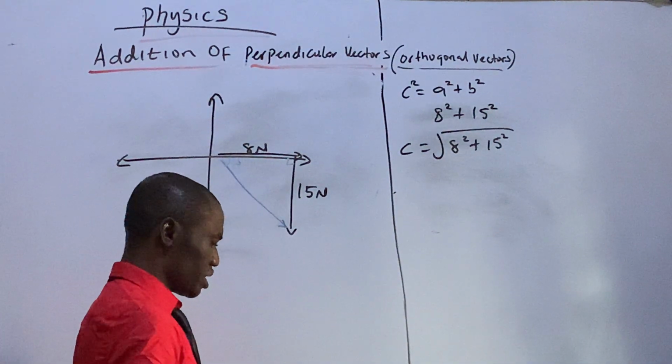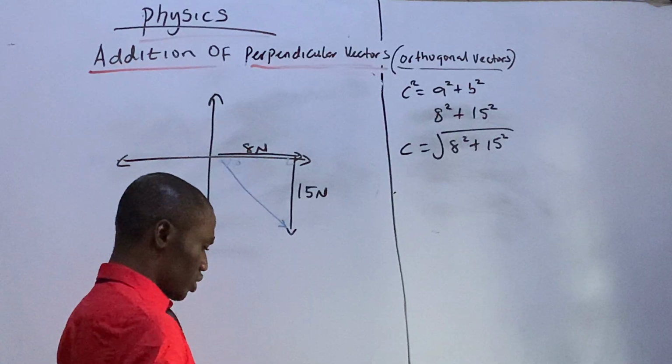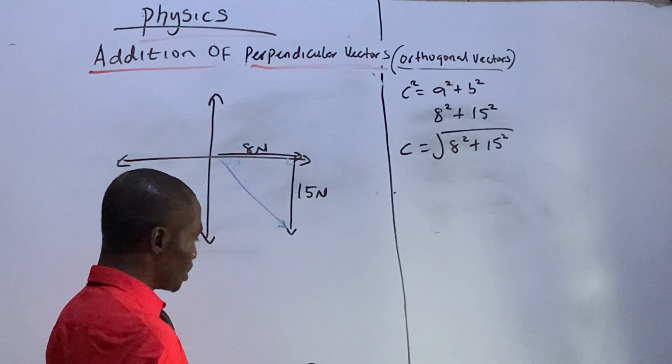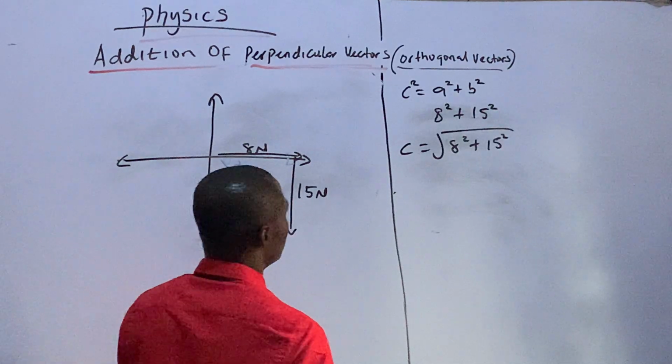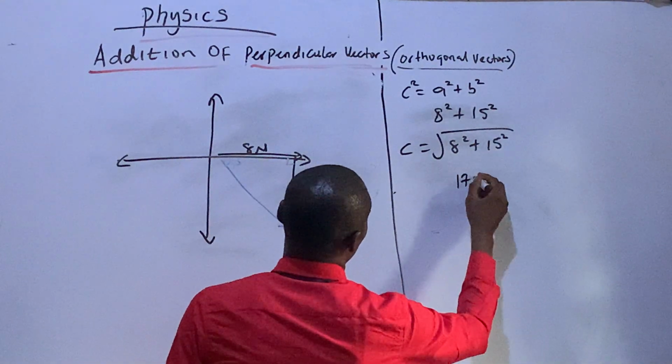Make sure your calculator is in degree mode. 8 raised to the power of 2 plus 15 raised to the power of 2, and the square root of that gives 17 Newton. So I have here 17 Newton.